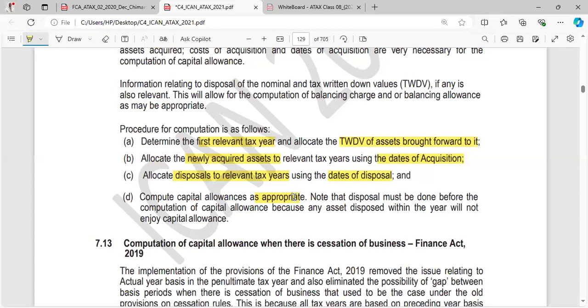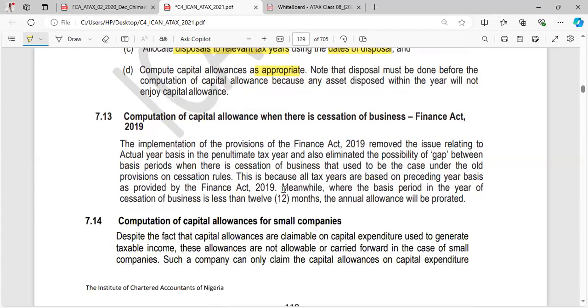It is possible that the asset you bought in the year, you sold it off again in the year. So all you need to do is put your acquisition, put your disposal, and calculate the annual allowances that you claim for that period. And if there is any balancing charge, you can also claim that. If there is balancing allowance, you also claim that.